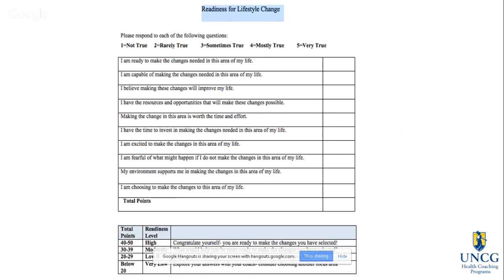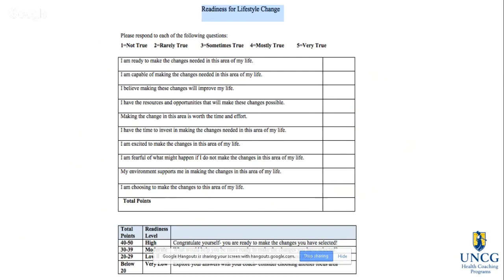This is the Readiness for Lifestyle Change assessment, and this is on page 58 in your manual. This is a tool that could be useful after you've had some exploration about what changes the client is interested in considering. And I want to emphasize after the exploration piece. The timing of using this tool could be really crucial. And it really wouldn't make sense until the client has really narrowed down to a specific behavior that they're thinking about making a change in. And you want to make sure that that's the behavior that the client really wants to focus their energy.